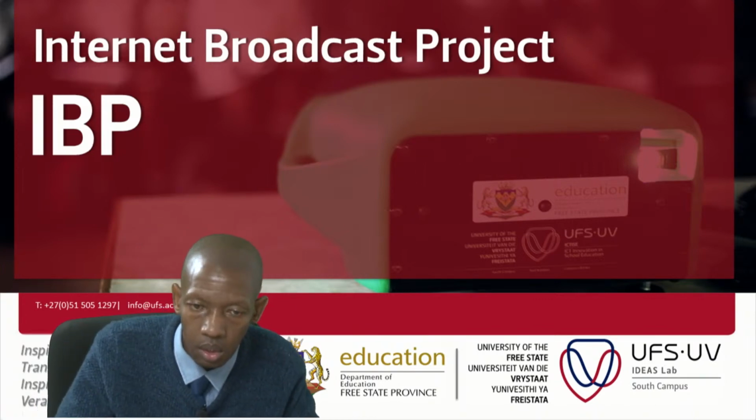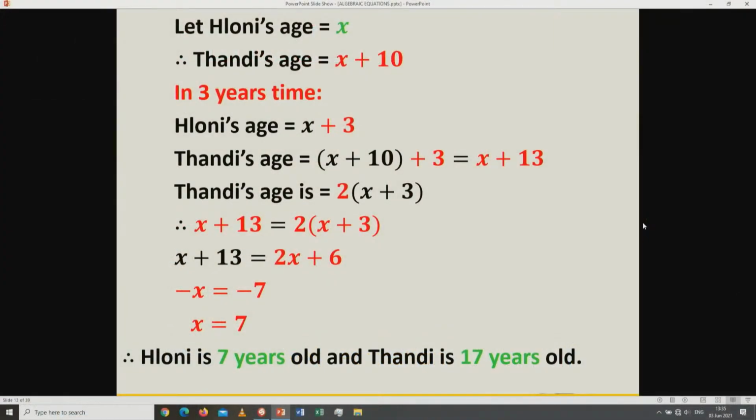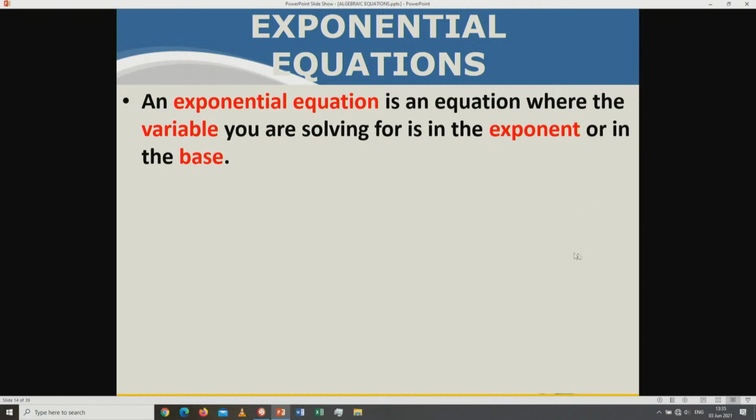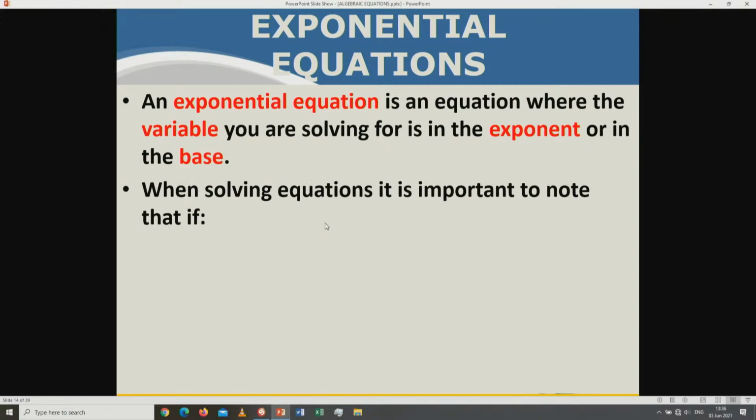Now let's go on from this. I would just like to highlight the issue of exponential equations, as they are challenging in both grades. For grade 9, I would like to go through these notes with you. Let's have a look at exponential equations. An exponential equation is an equation where the variable you are solving for is in the exponent, or the variable is in the base.